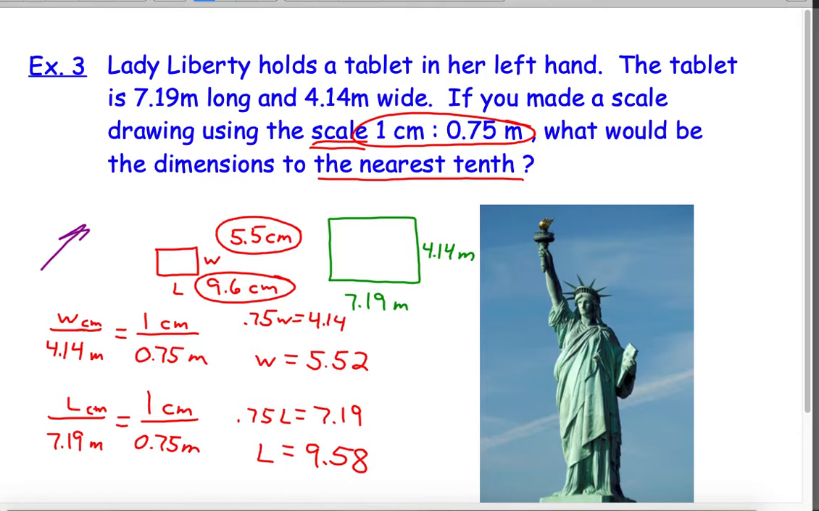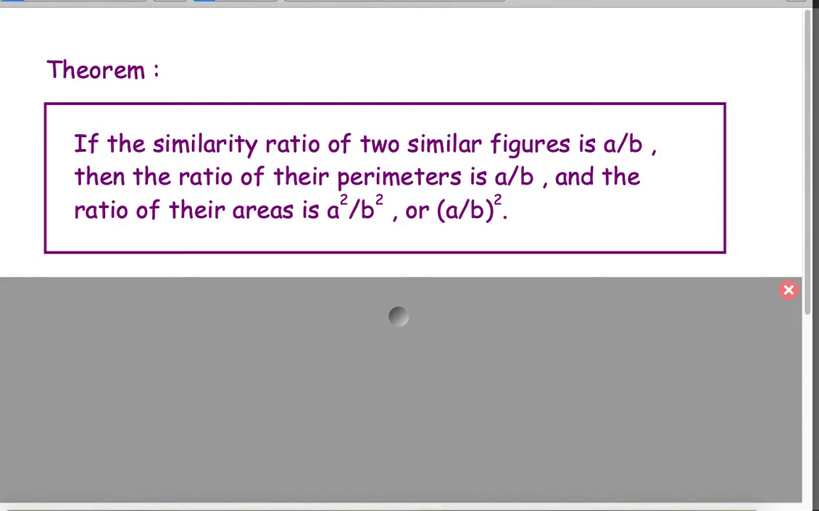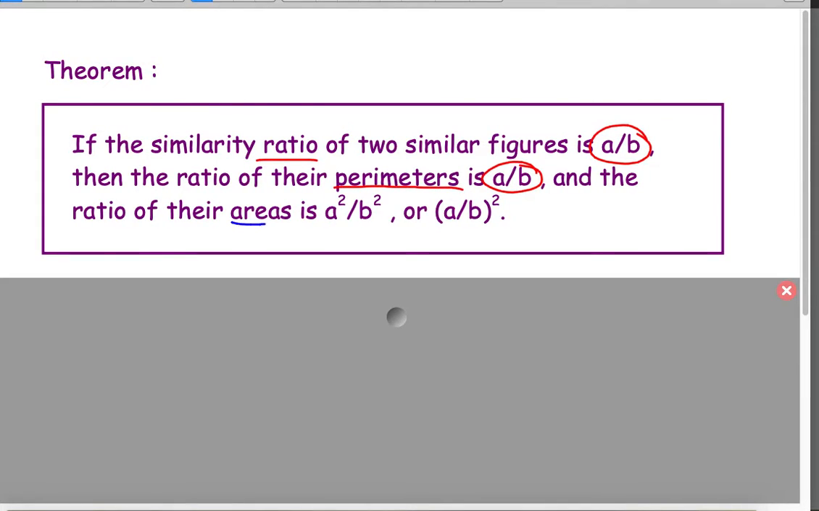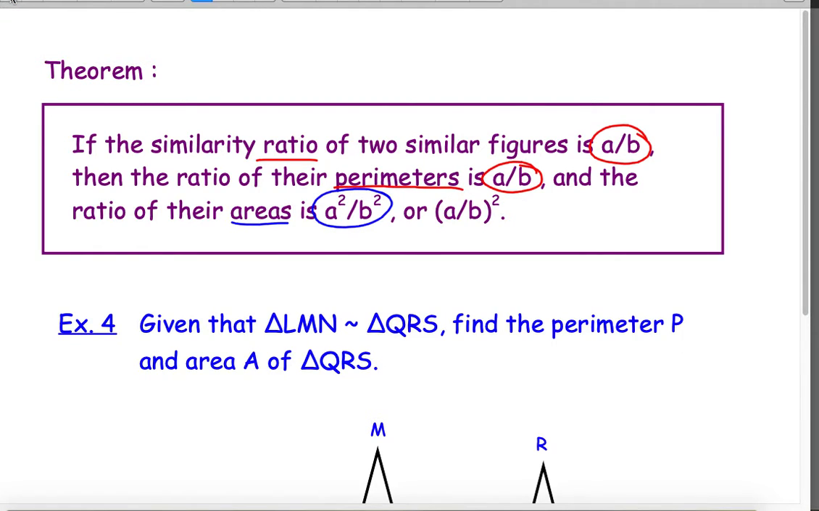As long as you keep track of the units, you shouldn't have any problem, however you decide to set up your proportion. All right, one last idea, which is kind of important. It says if the similarity ratio of 2 figures is A to B, so the ratio is A to B, then the ratio of the perimeters will also be A to B, and the ratio of the areas, that's in a different color, is A squared to B squared. Let me give you an example so you understand what that means.